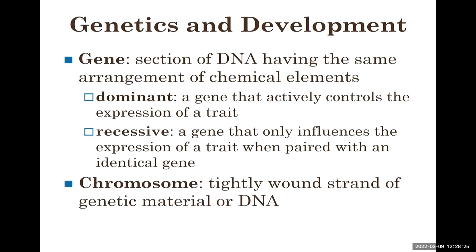You have dominant genes and recessive genes. Dominant genes control the expression of a trait. Recessive genes only influence its expression when it's paired with another one. So we get pairs of genes, right? We get one from our mother and one from our father. In that pair, if something is dominant, it controls how things are expressed.